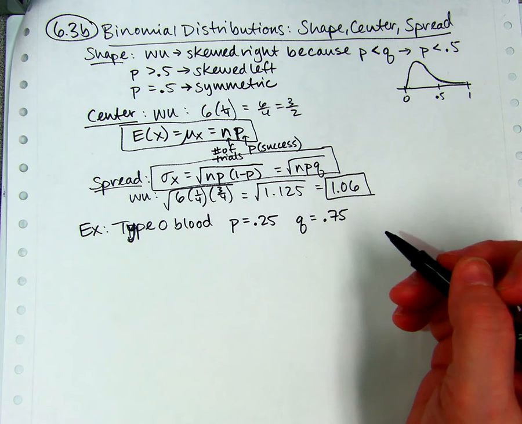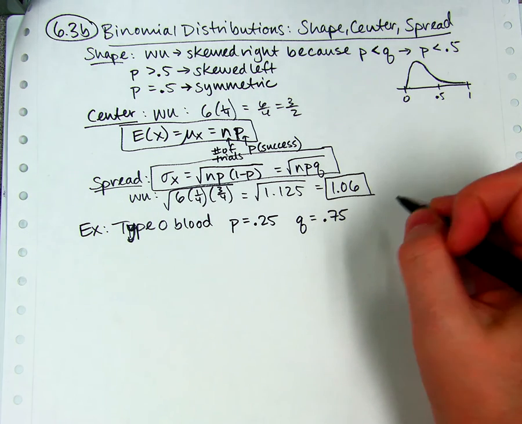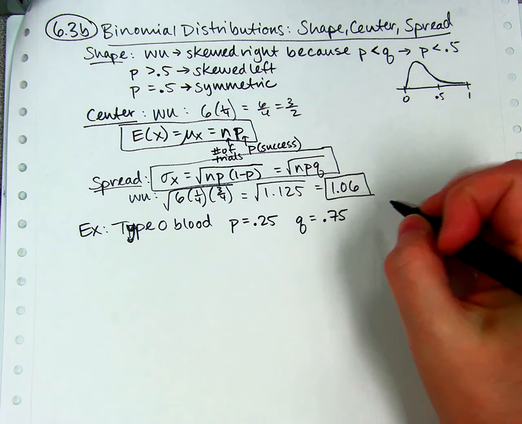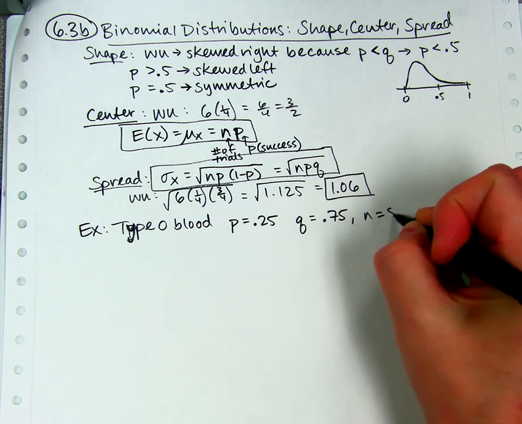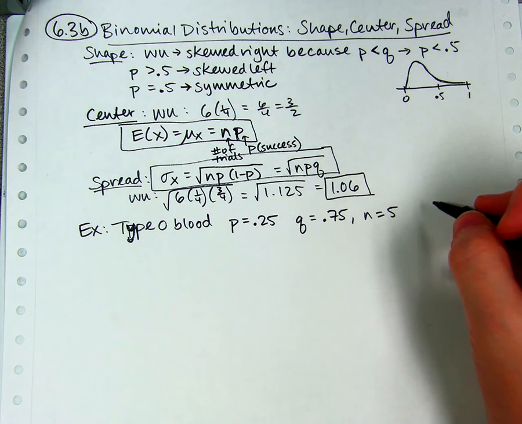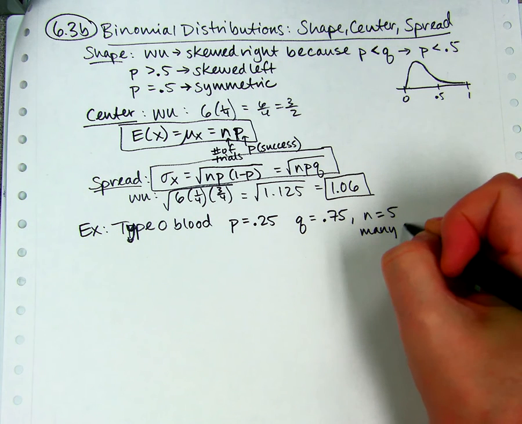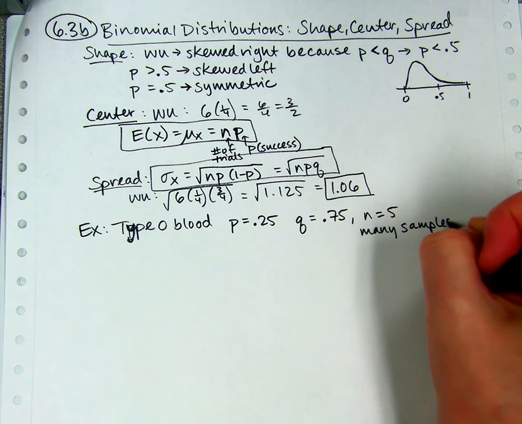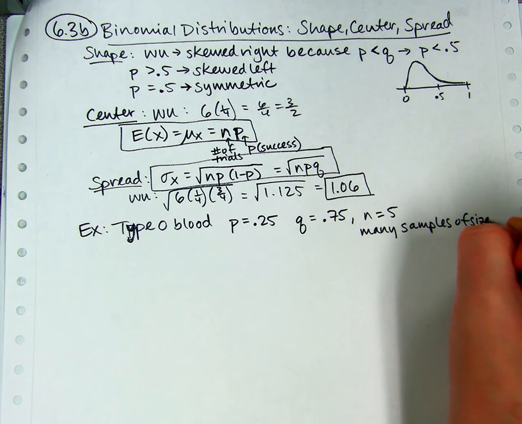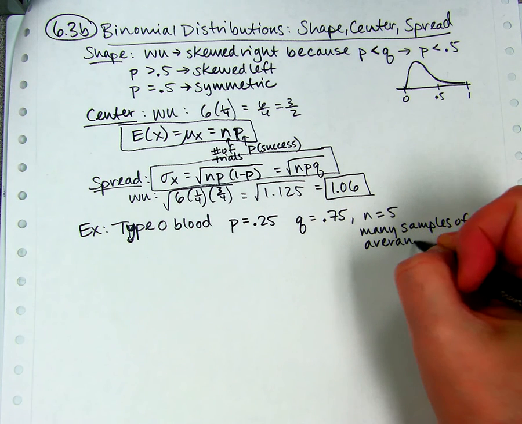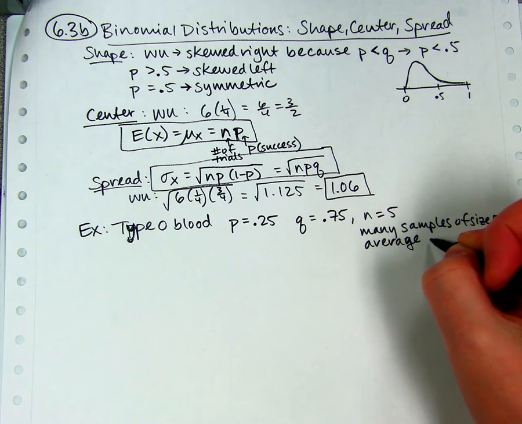Let's say we're going to take 5 samples of blood. In fact, let's say we're working in a blood bank and we're trying to find a sample of blood that is type O. I want to know how many type O's I'm likely to get if I look at 5 samples. So this is my number of trials. And so we're talking about many, many samples of size 5. Picture that. And I want to know the average number out of those 5 that have type O.